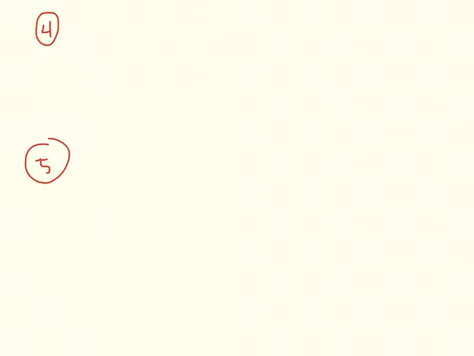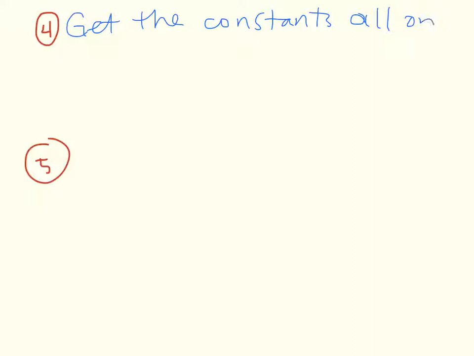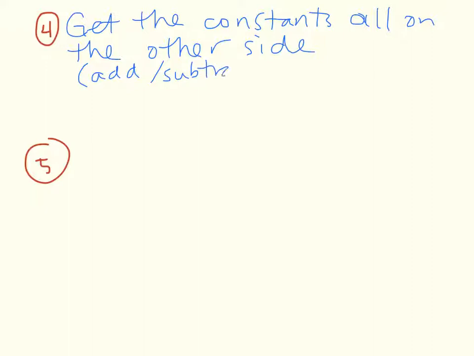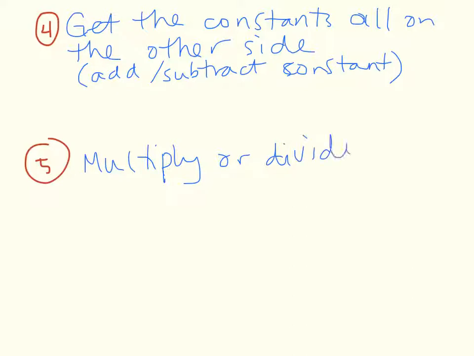After we've moved all the variables to one side, we are going to get the constants all on the other side. So if you moved all the variables to the right side, move all the constants to the left. Basically you're going to add or subtract the constant that is still there. And then you are going to multiply or divide what is left. At that point, you're going to be left with a one-step equation. Step 4, you're going to be left with a two-step equation that you then know how to solve.